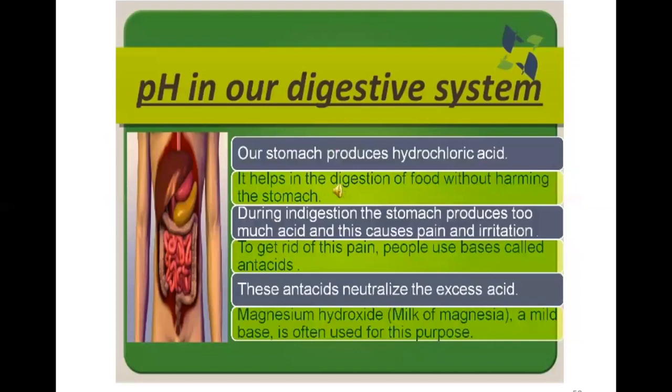pH in our digestive system. We have already learned in our chapter Life Processes that hydrochloric acid is secreted in our stomach and that helps in digestion of protein. Sometimes more acid is formed in our stomach and it removes the mucus layer that protects our stomach, and because of that we get a large amount of pain and irritation. In order to remove such pain and irritation we have to take antacids.